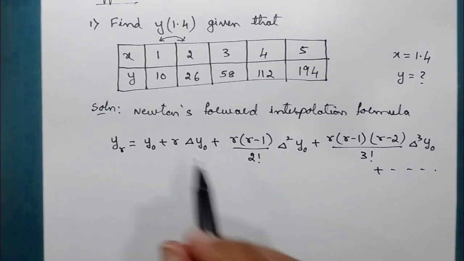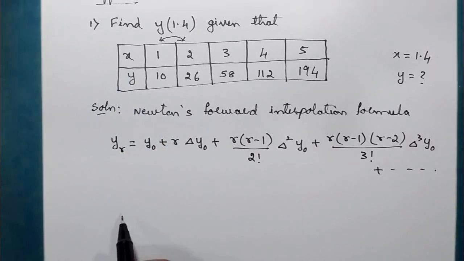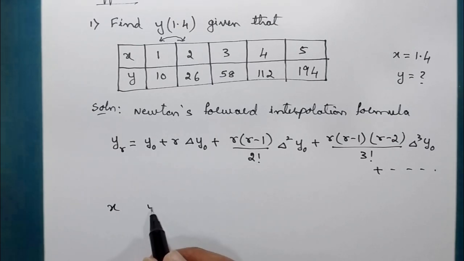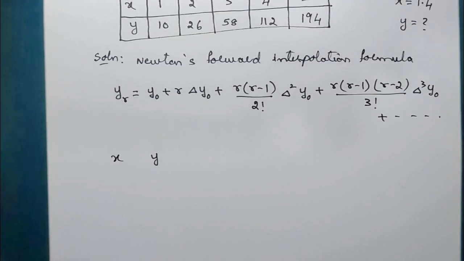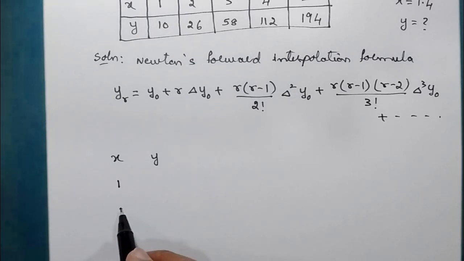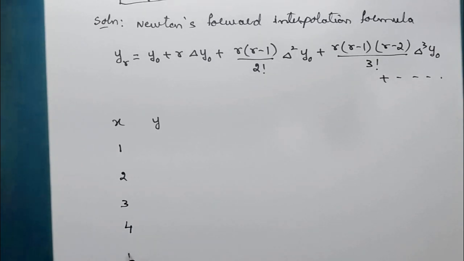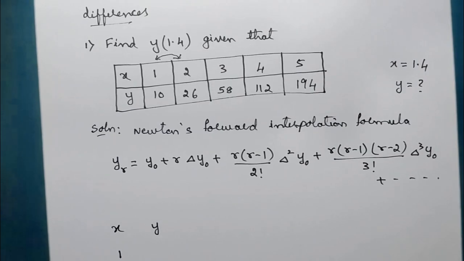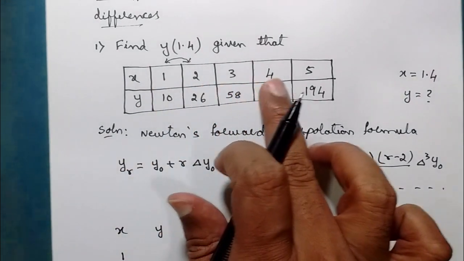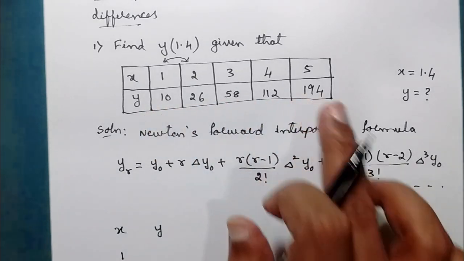Now what has to be done over here is we'll first try to prepare the table. x and y values are there, so let us prepare the table. This is your x value, this is your y value. Write down the values of x that we have. The x values are 1, 2, 3, 4 and 5. I have written the values of x. Write down these values of y also.